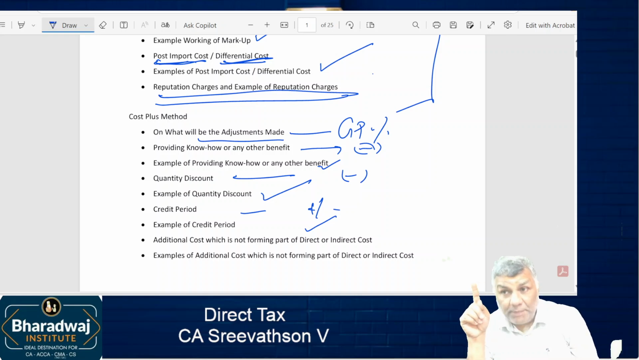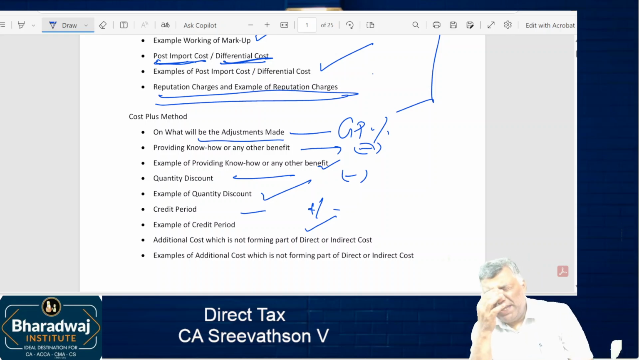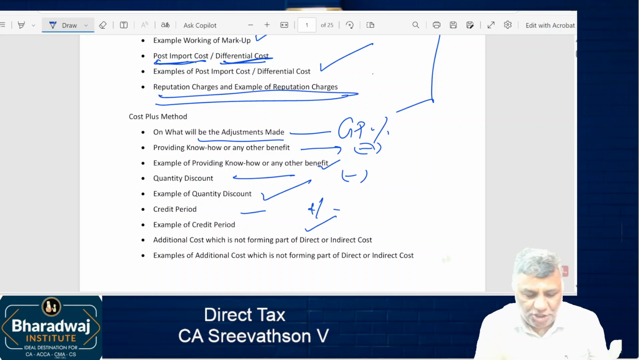I'm still in less. Credit period, less credit period, if independent enterprise's credit period is more than AE. Add credit period if AE's credit period is more than IE. Any additional cost, add any additional cost. All these things, as a percentage, you will work out to find out my ALP of GP.